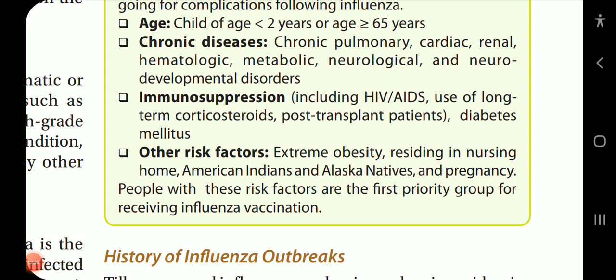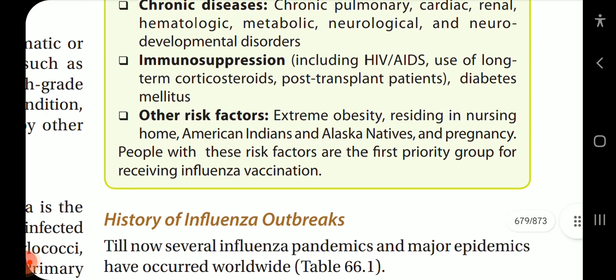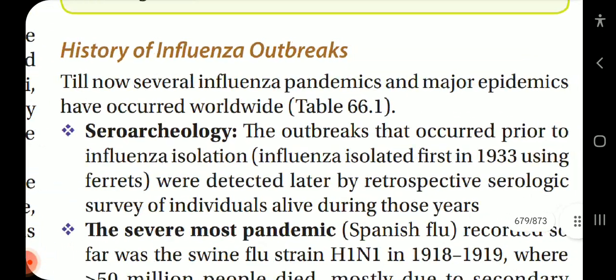Immunosuppression including HIV/AIDS, use of long-term corticosteroids, post-transplant patients, diabetes mellitus. Other risk factors include extreme obesity, residing in nursing homes, American Indians and Alaska Natives, and pregnancy. People with these risk factors are the first priority group for receiving influenza vaccination.